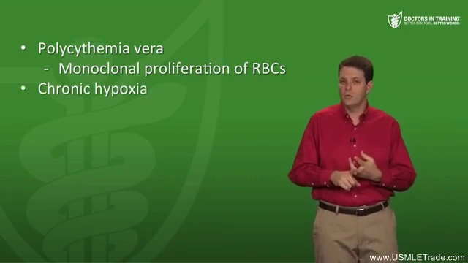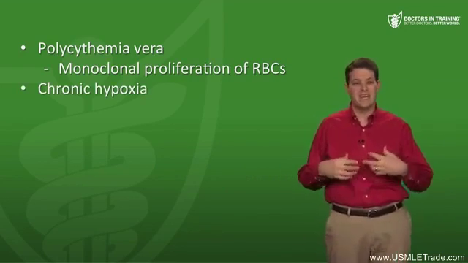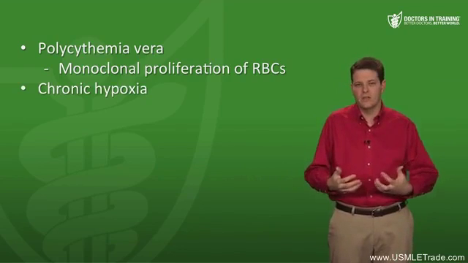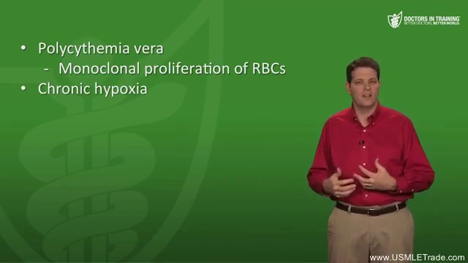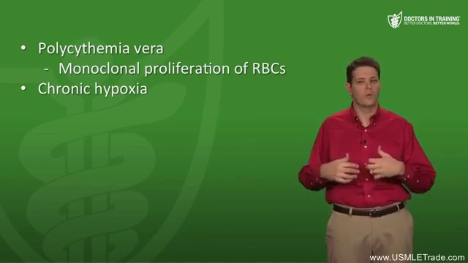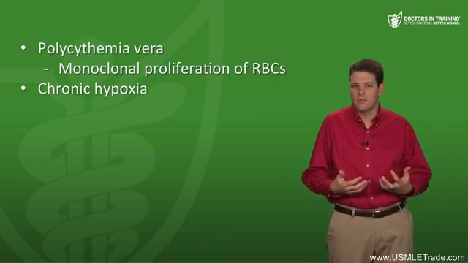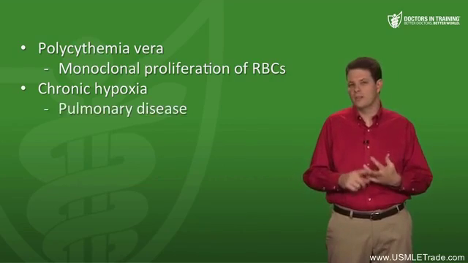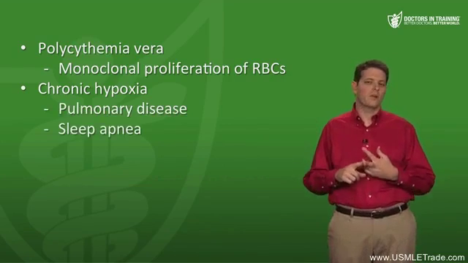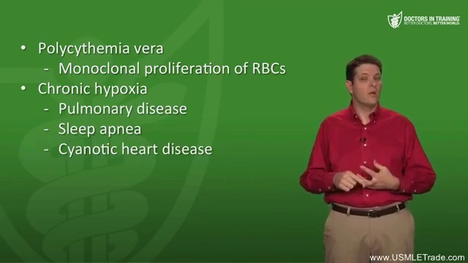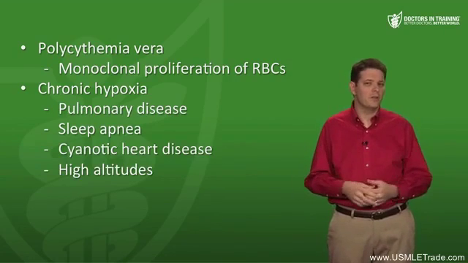Chronic hypoxia will cause erythrocytosis because you need to increase oxygen carrying capacity. So your kidneys recognize the low oxygen saturation and they start producing more of the hormone erythropoietin. And that stimulates the bone marrow to produce more red cells. So you might see this with pulmonary disease like COPD, or with obstructive sleep apnea, or cyanotic heart disease, or in people who live at high altitudes.